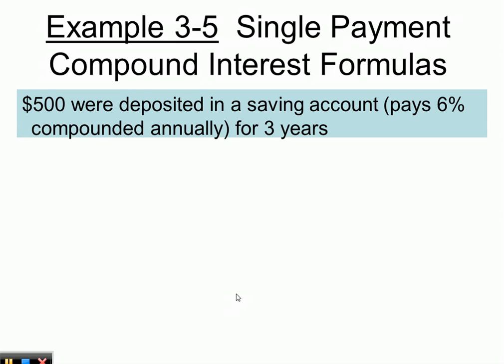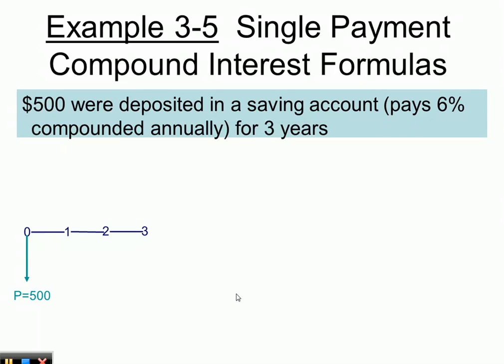Here's an example where we can use these formulas. $500 was deposited in a savings account that pays 6% compounded annually for 3 years. We start by drawing the cash flow diagram. Because we talk about 3 years, we also need to include time now. We have 4 time points: 0, 1, 2, 3. So $500 deposited for 3 years means that at time now, $500 was deposited, so we have a negative cash flow of $500. At time 0, we're going to have an arrow pointing down that will represent $500. That's our P, the present sum of money.